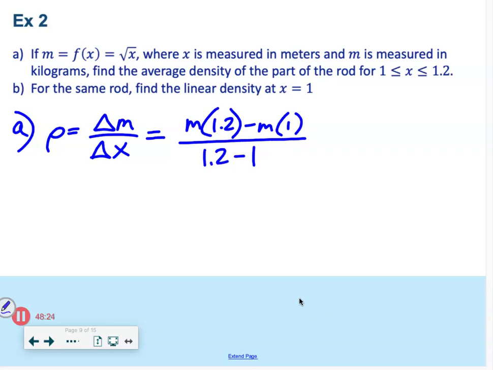In each group, I want one person to pull out a calculator and compute this. So elect a person in your group to crunch the numbers.